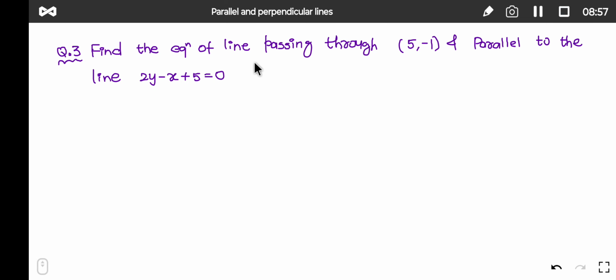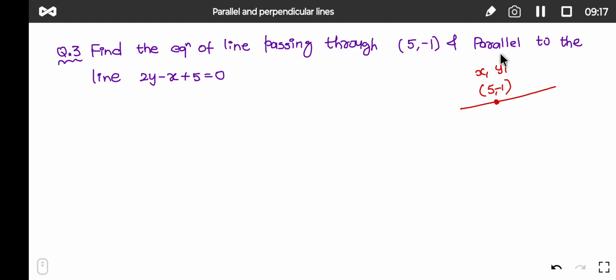The question is, find the equation of line passing through the point 5 comma minus 1. Okay, so let's say this is our line which is passing through the point 5 comma minus 1. So we have to find out this equation of line. So the point is given, on which the line is given. So this is our x1 and y1 value.